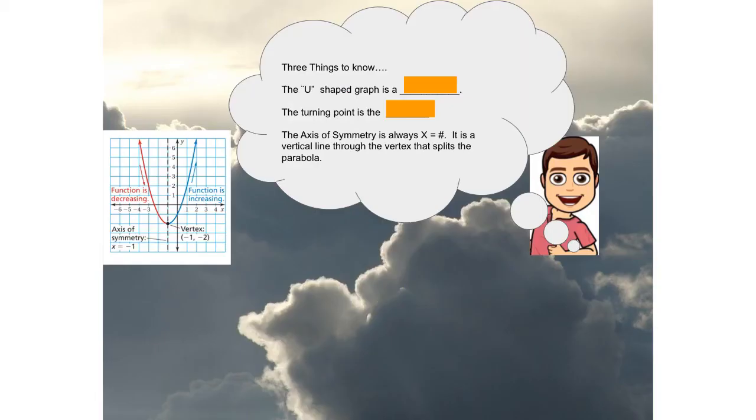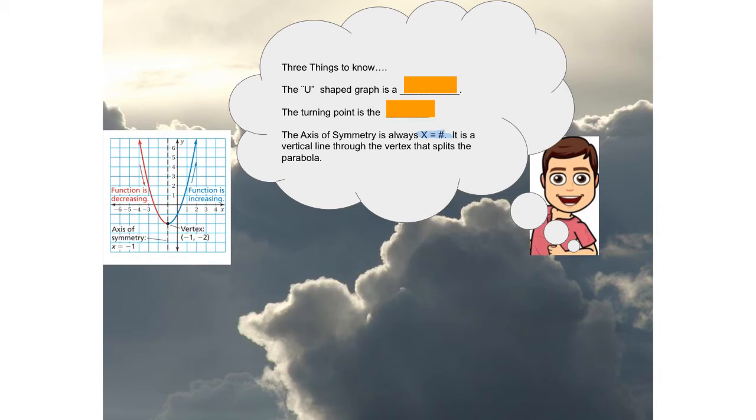So some things to know with your quadratic equation is that the U-shaped graph is a parabola. The turning point is the vertex. The axis of symmetry is always x equal to a number, okay? So that means it's the line x equals some number, whichever it is. It's the vertical line through the vertex that splits that parabola.